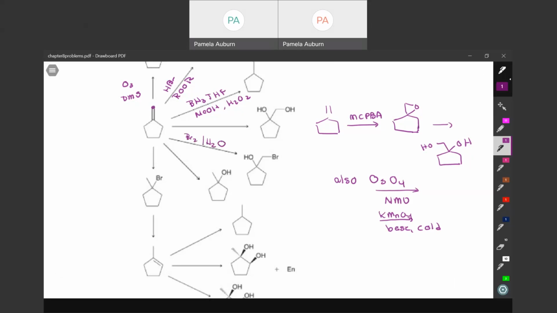And then in the next case, I'm simply forming the alcohol at the most substituted side. So that's just Markovnikov addition, H3O plus. Usually sulfuric acid would work really well. You prefer an acid with a non-nucleophilic anion.